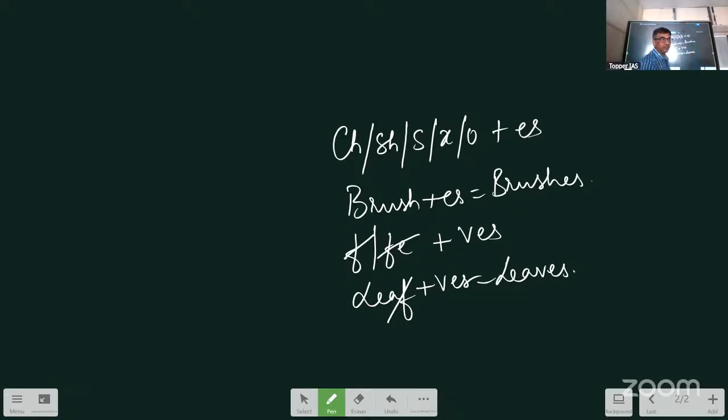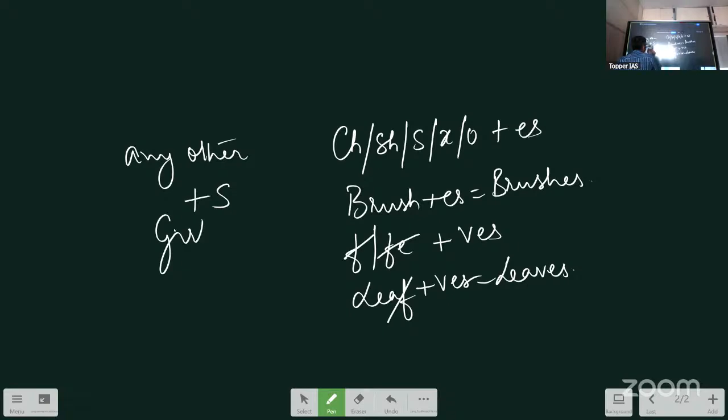Correct? Understood, all of you? Any other spelling, any other than this. It should not be Y, it should not be CH, SH, S, X, O, F or FE. If there is anything else, we simply add S. Example, girl. So it is not Y, it is not F or FE, nothing like that. So we simply add S to make it girls. So this is important.